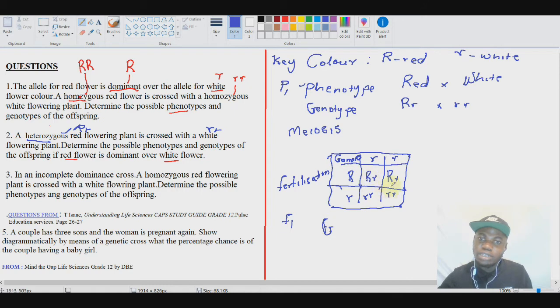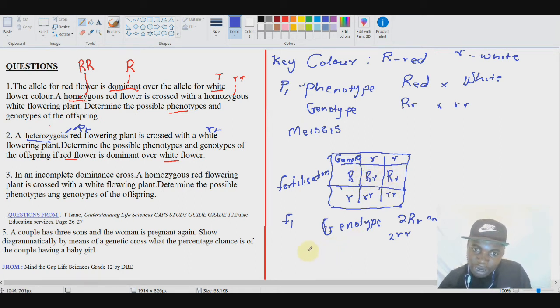The genotype is already there in the Punnett Square, but I can write it here, all right? Genotype, so that it will make my life easy. In the genotype, you see I have 2 R, small letter R, and you have 2 small letter R. According to this, you see, you have those 2 RR and those 2 RR.